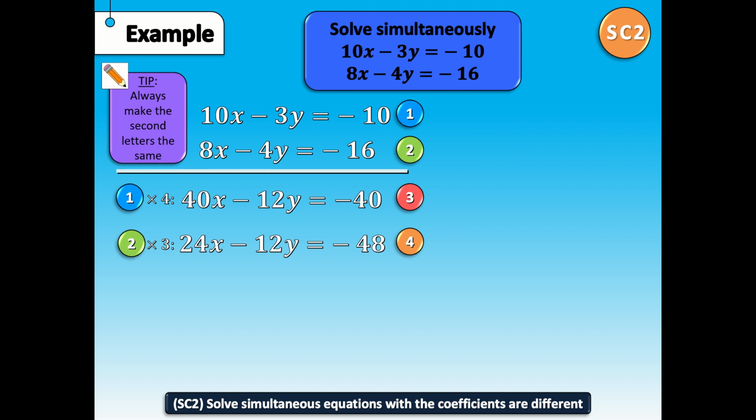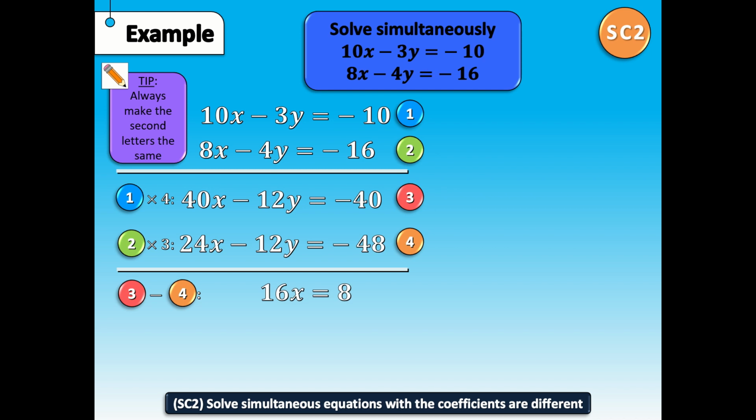So I times the whole of the first equation by 4, so 10x times 4, which is 40x, minus 3y times 4, which is minus 12y, and minus 10 times 4, which is minus 40. And I times the second equation, all of it, by 3. So 8x times 3 is 24x, minus 4y times 3 is minus 12y, and minus 16 times 3 is minus 48. So now I'm going to do equation 3, take away equation 4, because the signs are the same, so I subtract.